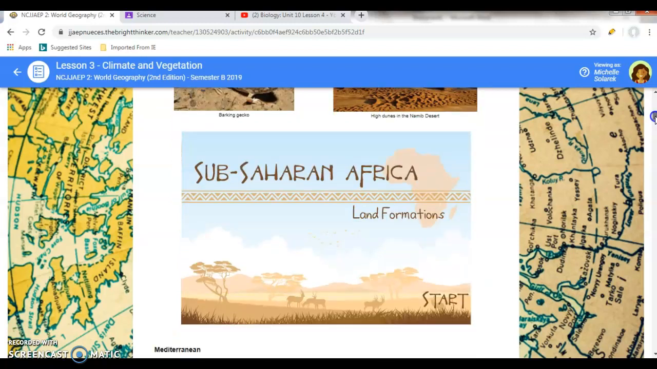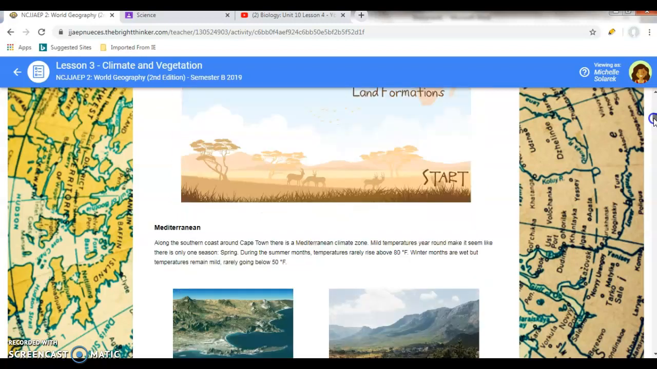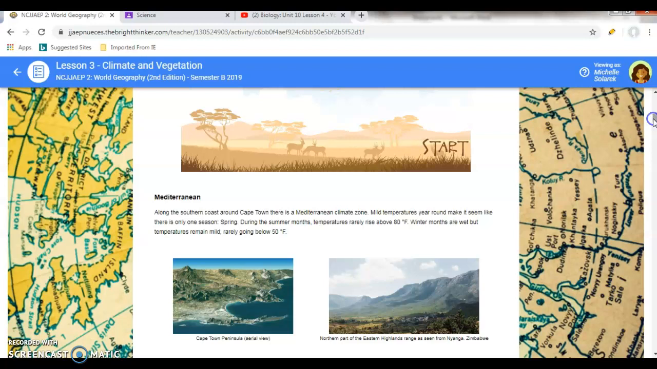Cheetahs and other predators are known to hunt the grazers. Now we're getting into the Mediterranean climate in sub-Saharan Africa, along the south coast of the Cape Town area, where there is a Mediterranean climate zone. Mild temperatures year-round make it seem like there's only one season, spring. During the summer months, temperatures rarely rise above 80 degrees Fahrenheit, and winter months are wet, but temperatures remain mild, rarely going below 50 degrees Fahrenheit.